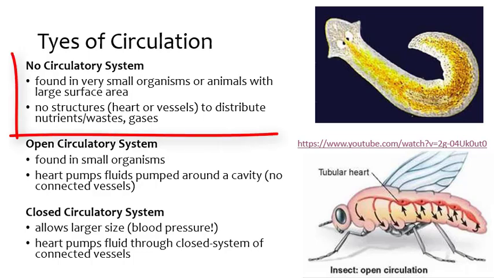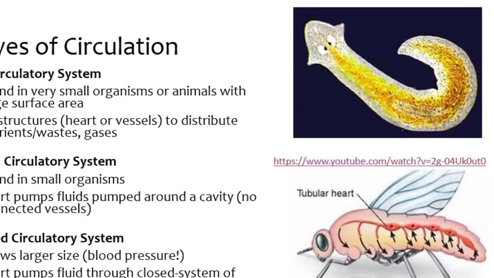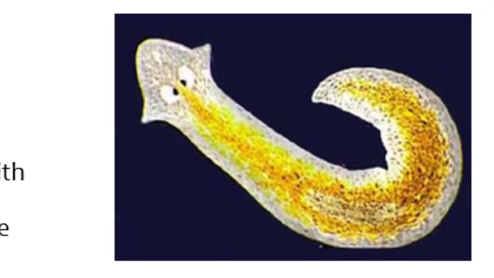No circulatory system is found in very small, like microscopic animals, or animals with extremely high surface area, where gases and nutrients can distribute through diffusion. No special structures are needed. It would never break down and takes no energy. An example is this planarian, a flatworm.